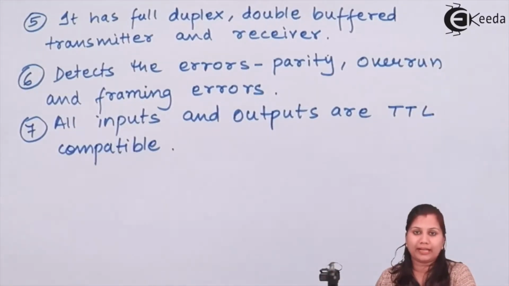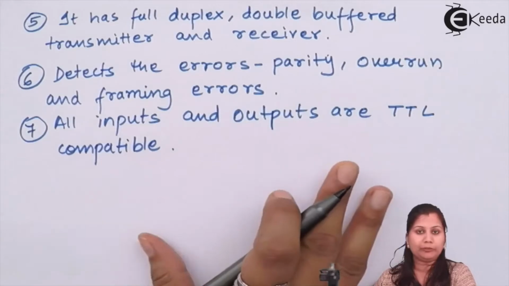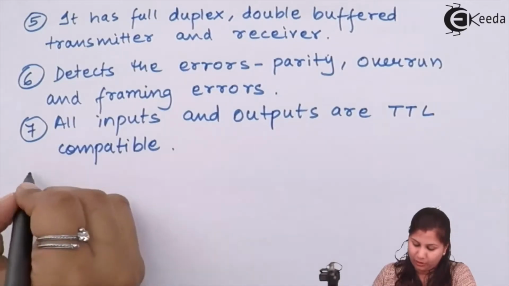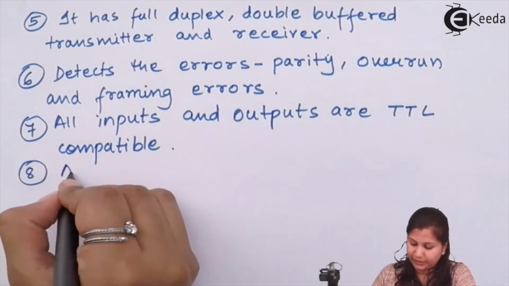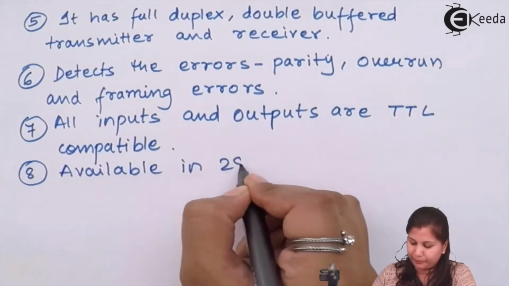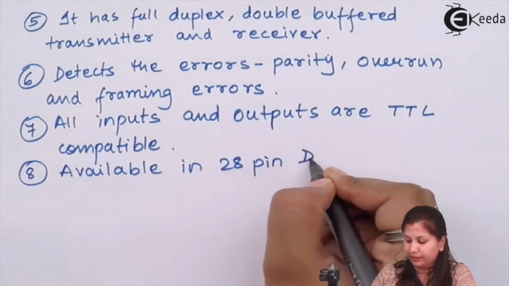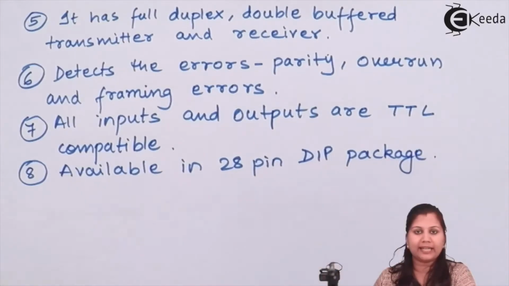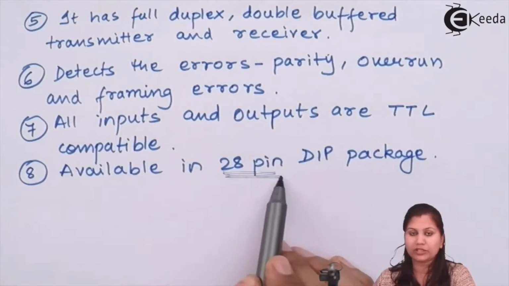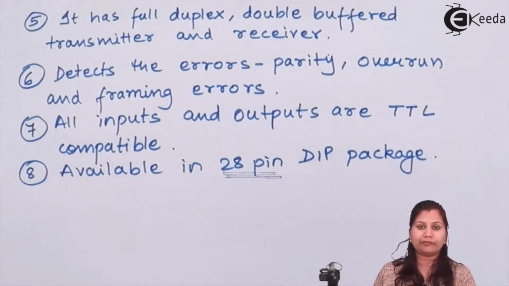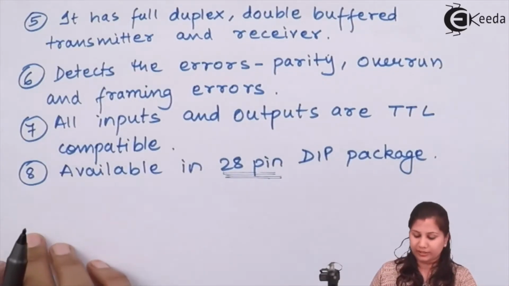The 8251 IC has input and output pins. All the input and output pins of the 8251 are TTL compatible. Also, it is available in 28 pin DIP package. So this IC 8251 has 28 pins. Okay. So these are the features of this 8251 programmable communication interface.